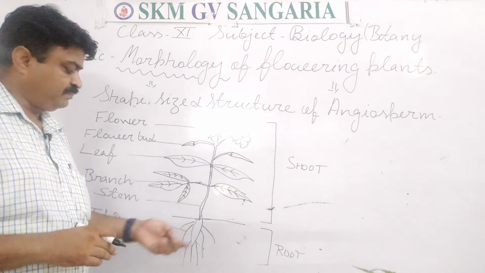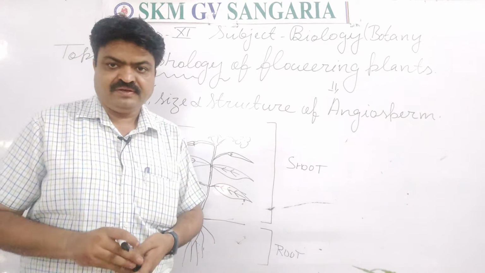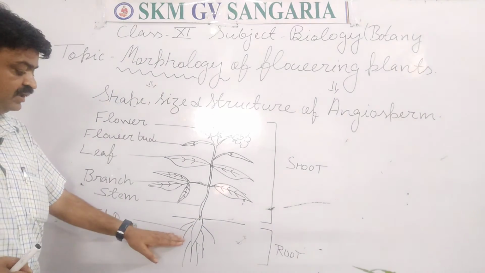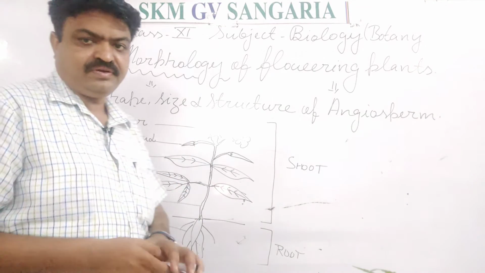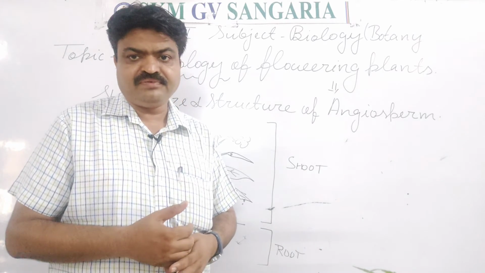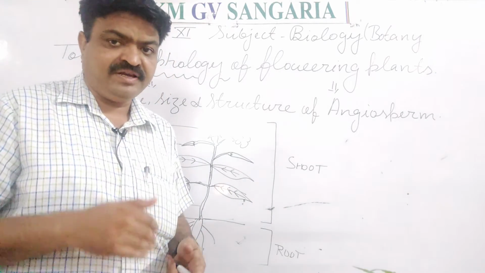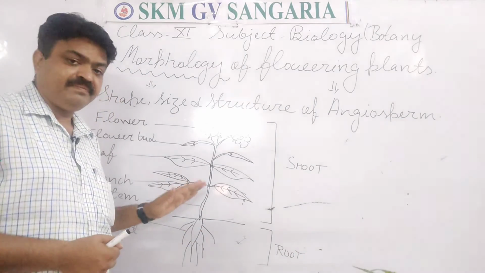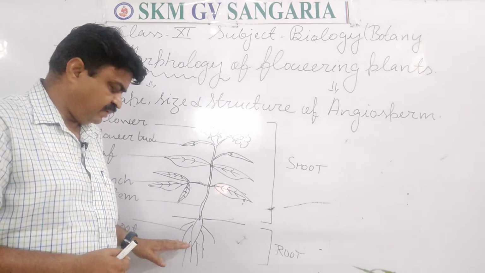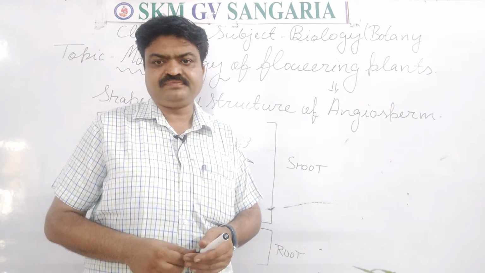Next is another part that we have in the flowering plant. It is root, students. And there are different types of roots found in the flowering plants, mainly the taproot, fibrous root and adventitious root. So there are three types of root, students. First is taproot, second is fibrous root, and third is adventitious root.